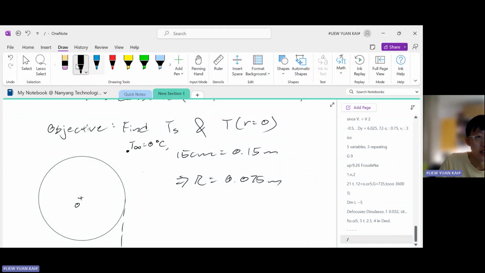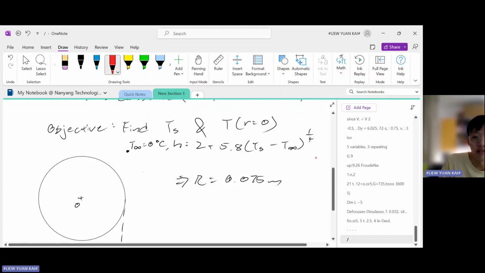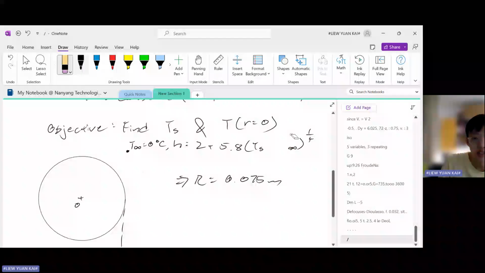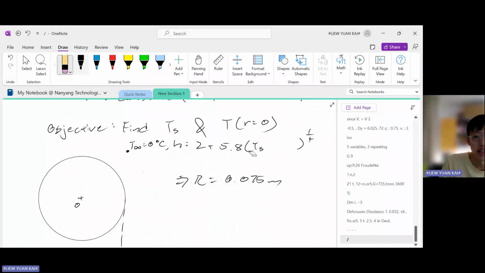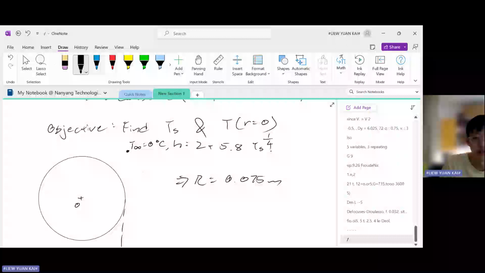And the heat transfer coefficient is given by 2 plus 5.8 times (Ts minus T infinity) to the power of 1/4. Now look at this. Because they told us that T infinity is 0, we can get rid of this, and then Ts is the only thing in the bracket. So let me get rid of this and change this to Ts to the power of 1/4. Okay, so this is our heat transfer coefficient.